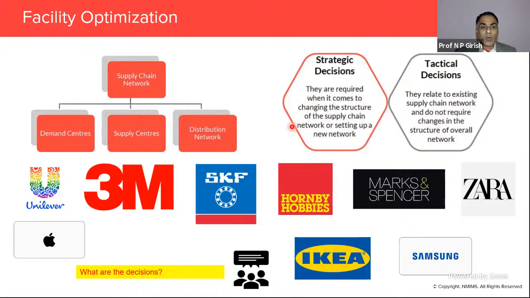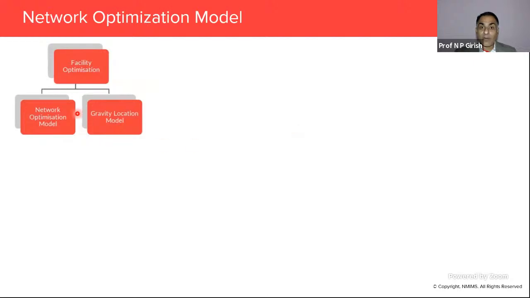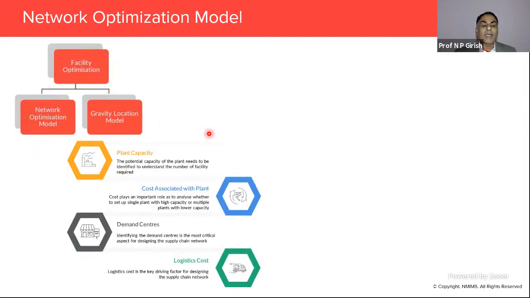Now we need to take a look at the two models. We'll look at the facility optimization, within which we'll look at the network optimization and gravity location model. Let's go one step at a time. You need to keep in mind that the facility optimization talks about network optimization and gravity location. We'll also talk about route optimization and facility allocation subsequently. So now we are talking about the facility optimization, which has two models: network optimization and gravity location.